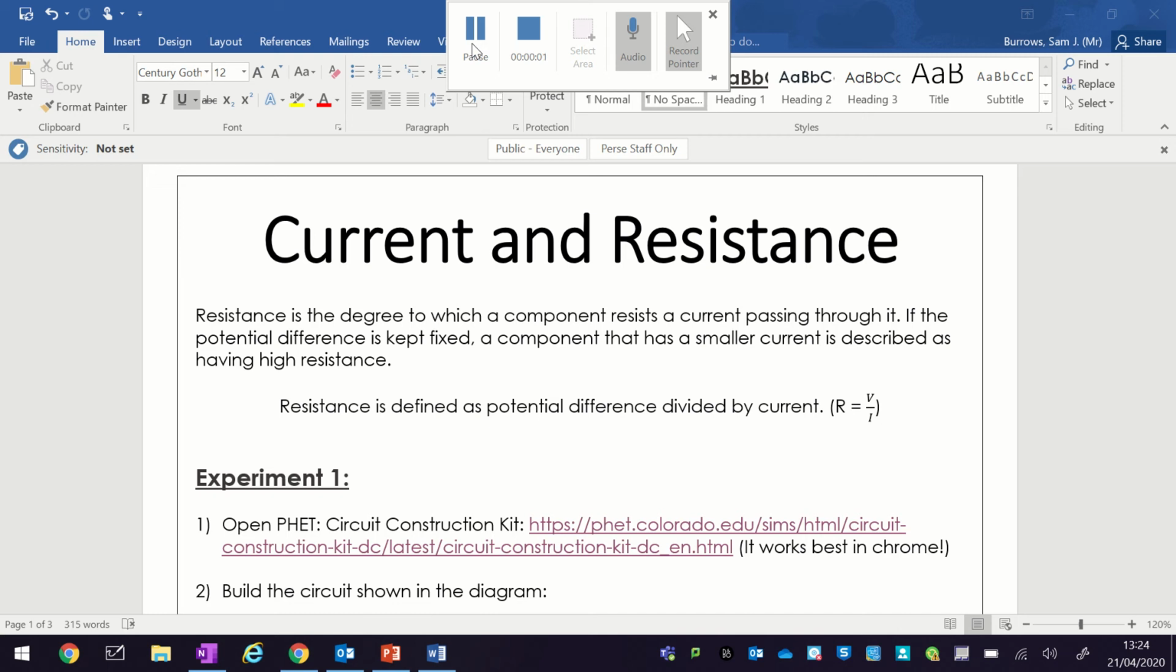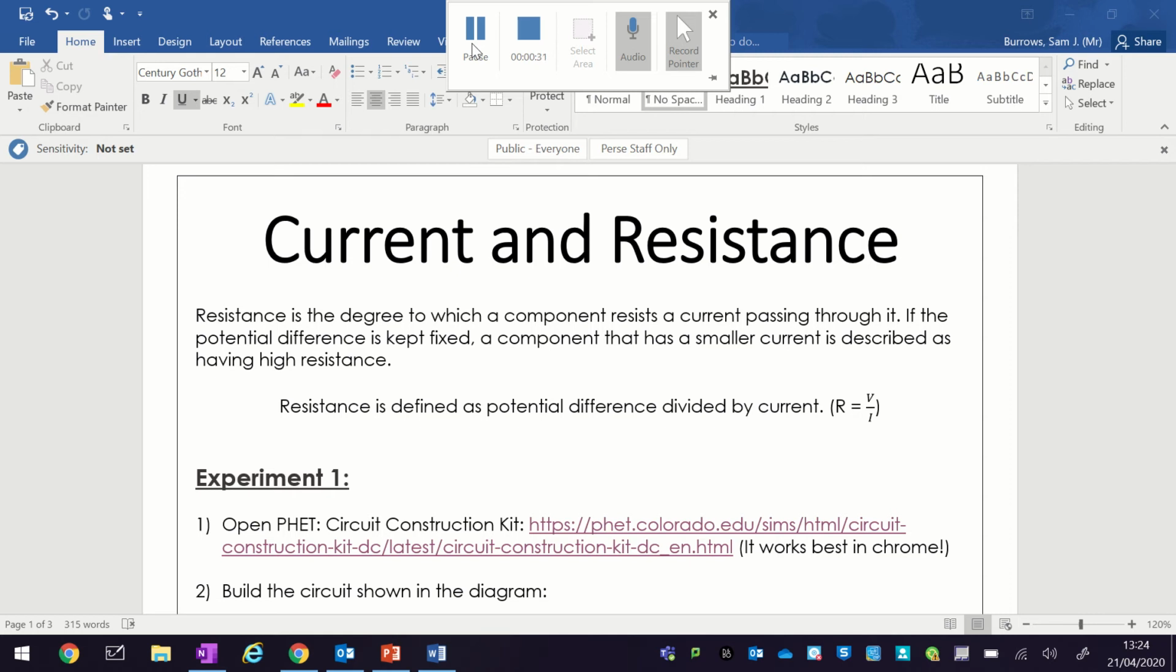Alright, so in this video we're going to take a look at some simulations investigating how current and resistance are related to one another. Just to quickly give a little background here: when we talk about resistance in an electric circuit, it's the degree to which a component resists a current passing through it. So if we have the same potential difference applied across a range of components, if you get a small current, we describe that component as having high resistance.